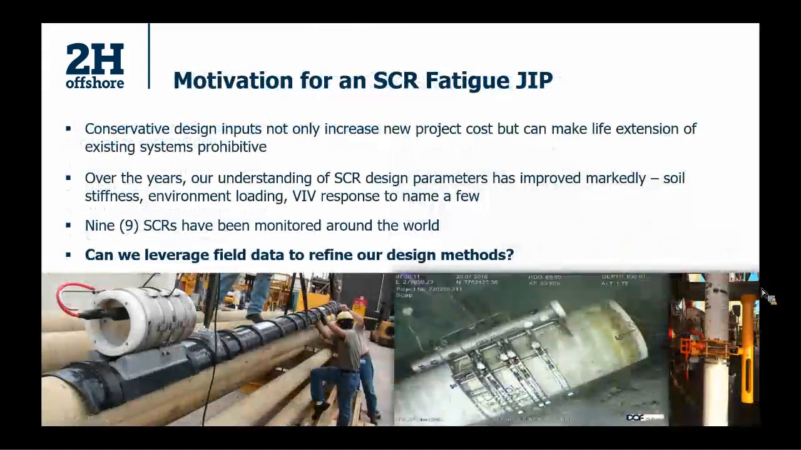So there is a motivation to look at SCR fatigue. This is why we started the SCR fatigue JIP. And what is the best way to benchmark our analysis models? That is through measured data. We know that 9 SCRs have been monitored around the globe. So can we use this field data to refine our design methods? That was the big question.